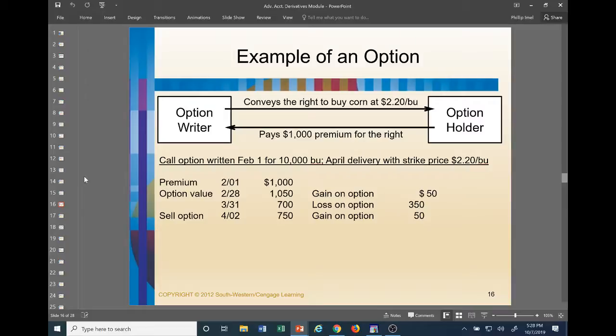So let's look at the relationship between the parties. So here's the option writer and here's the option holder. The option writer is going to convey the right to buy corn at $2.20 a bushel. And this option holder is going to pay a $1,000 premium for that right to buy that corn at $2.20 a bushel.